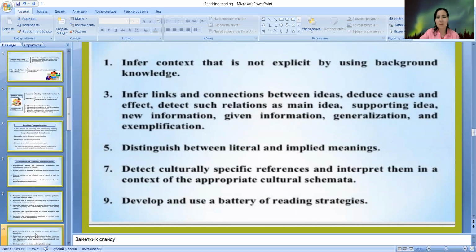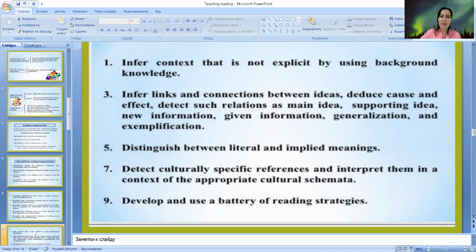Distinguish between literal and implied meanings. Here we look at the literal meaning of the sentence, the meaning of the topic, or the meaning of the text. First of all, what does the author want to show us, for example, literal meanings and implied meanings.